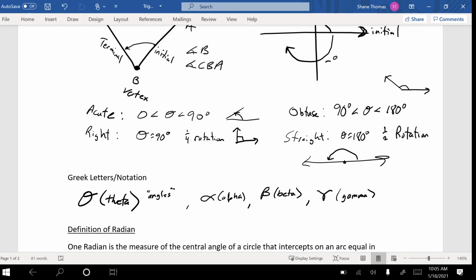All right. So theta is just a zero with a tail. Alpha is a sideways fish. Beta is a big B with a tail. Gamma is a seagull. All right. And those are basically the four big ones that we will cover and use throughout the year in trig. Wait, what's the last one called again? Gamma.